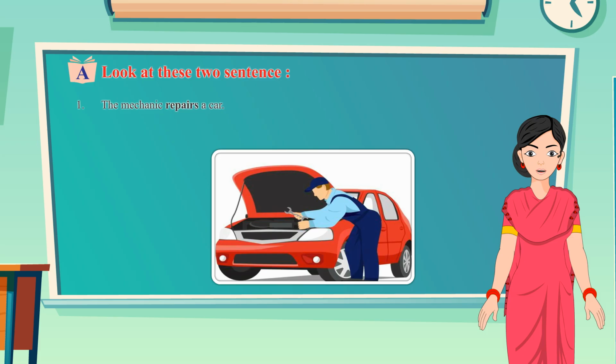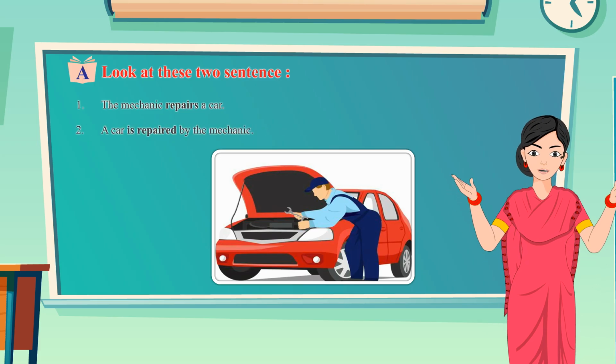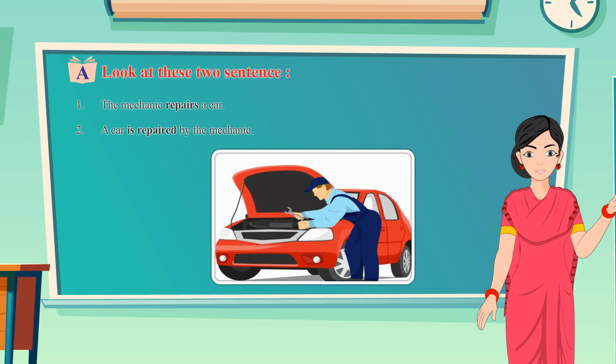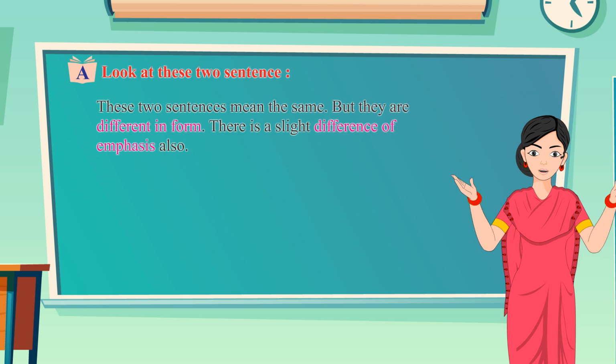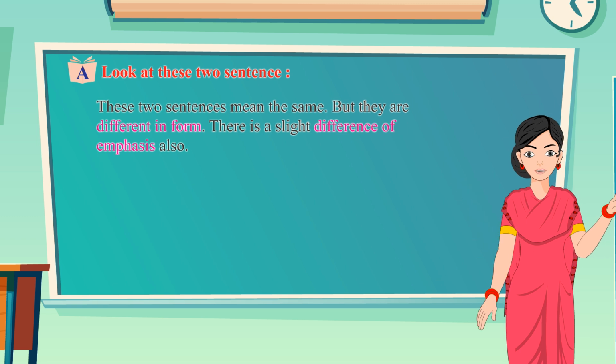1. The mechanic repairs a car. 2. A car is repaired by the mechanic. These two sentences mean the same, but they are different in form. There is a slight difference of emphasis also.